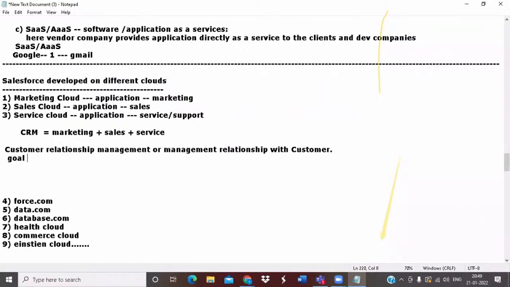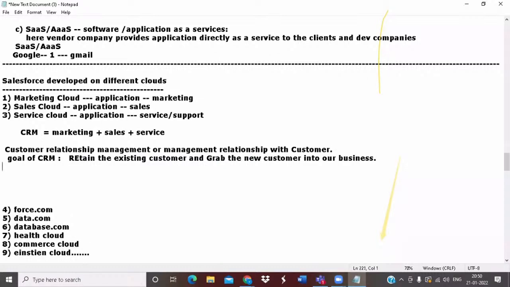So what is the goal of CRM here? The goal of CRM is to retain the existing customer and grab the new customer to our business. Once again, I'm repeating, guys. What is the goal of CRM? The goal of CRM is to retain the existing customer and grab the new customer into our business.